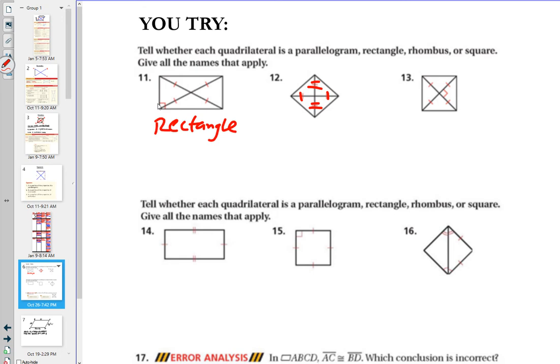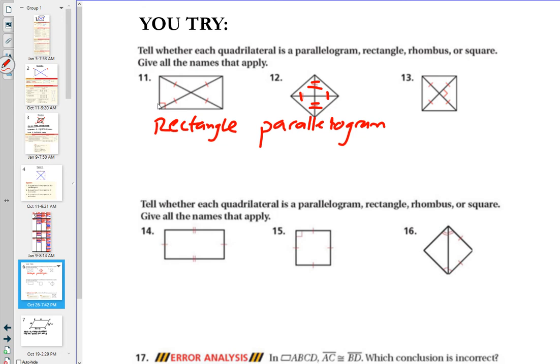So yeah, I agree. It looks like a rhombus, but we're not going to go by appearance. We're going to go by the markings. So what's the only thing we can say about that? If all we can say is that the diagonals are bisecting each other. A parallelogram, good. Yeah, parallelogram. That's the most specific that we could be. Okay, how about the next one?